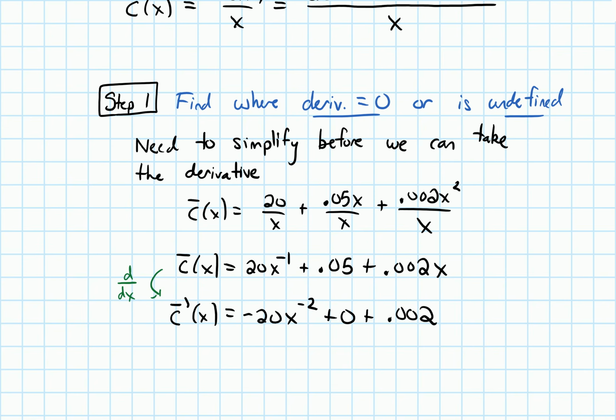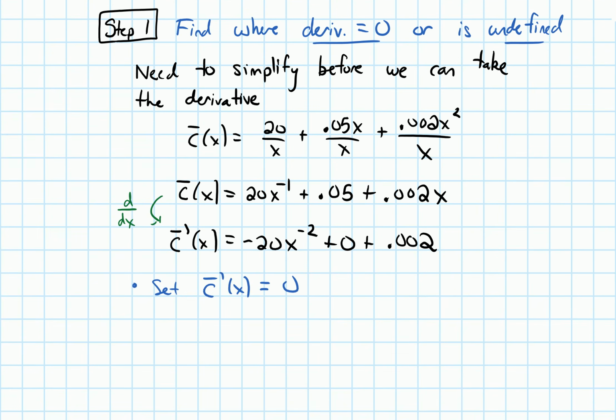Okay, so if that was a little bit unclear or a little bit fast, I definitely encourage you to pause the video and really think through that on your own. Make sure you see why this bottom line is the derivative of the line above it. Okay, so now that we have the derivative, we need to set that derivative equal to 0, and then also figure out when it's undefined.